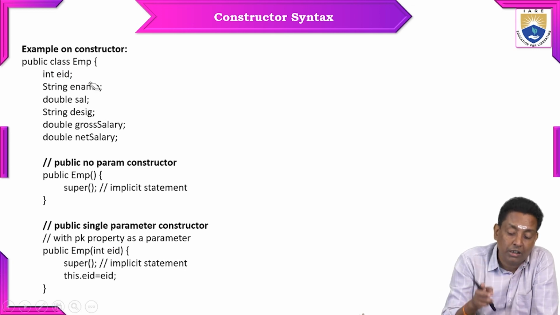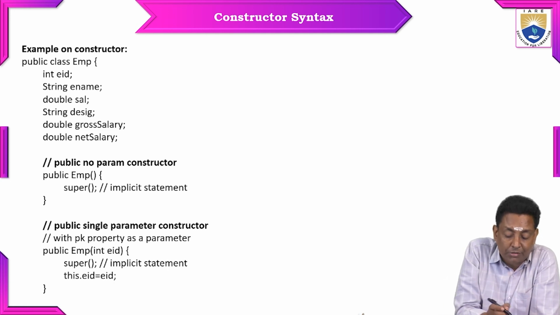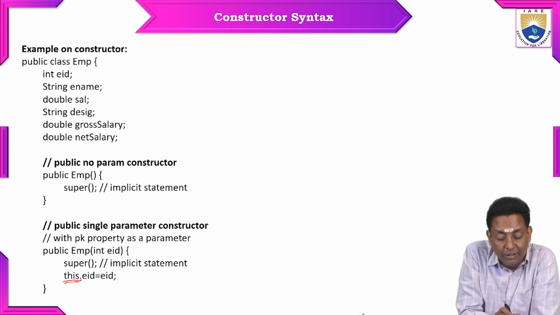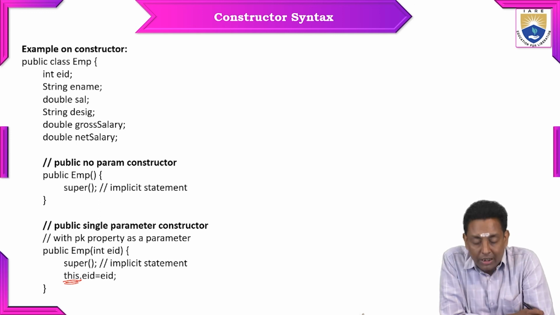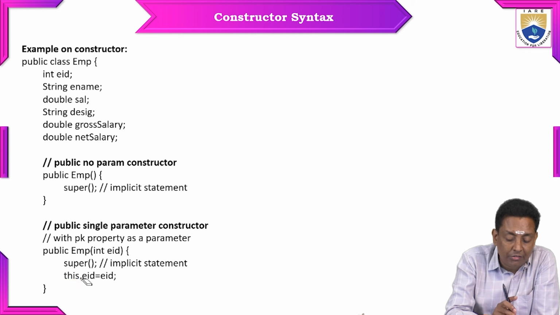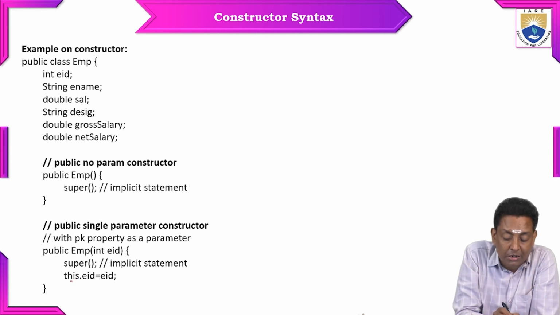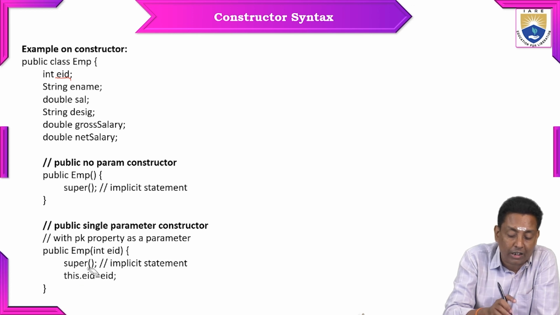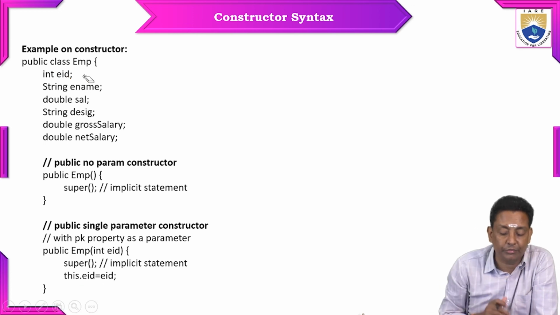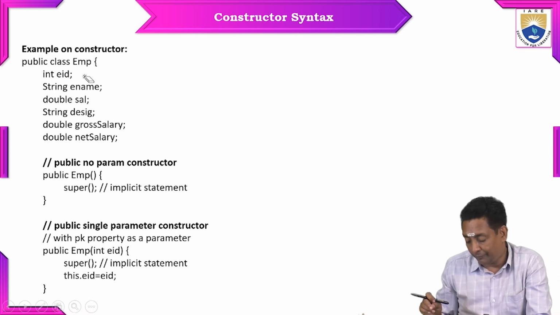But how to differentiate the class instance variable and the constructor parameter? Class instance variables are referred to with the this keyword. This is the implicit object reference of the class. With this, we can differentiate that this represents the current class object's variable, the current class instance variable. This dot EID is the instance variable EID.